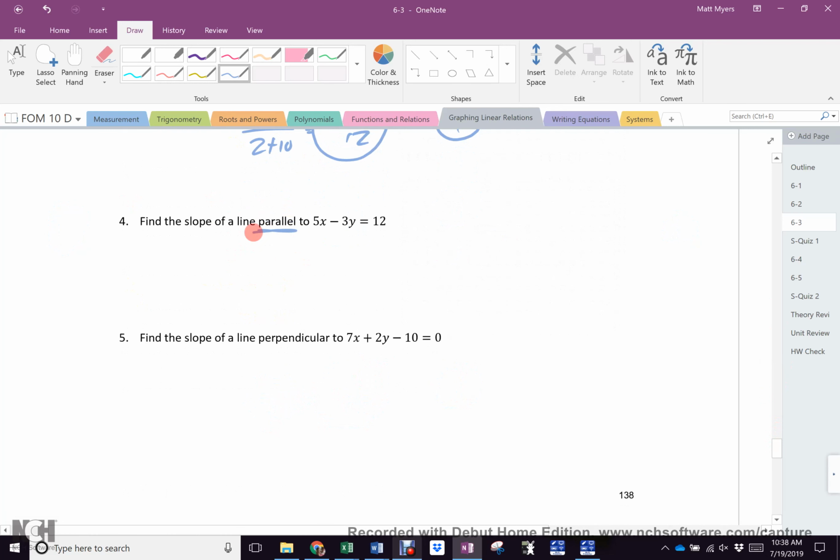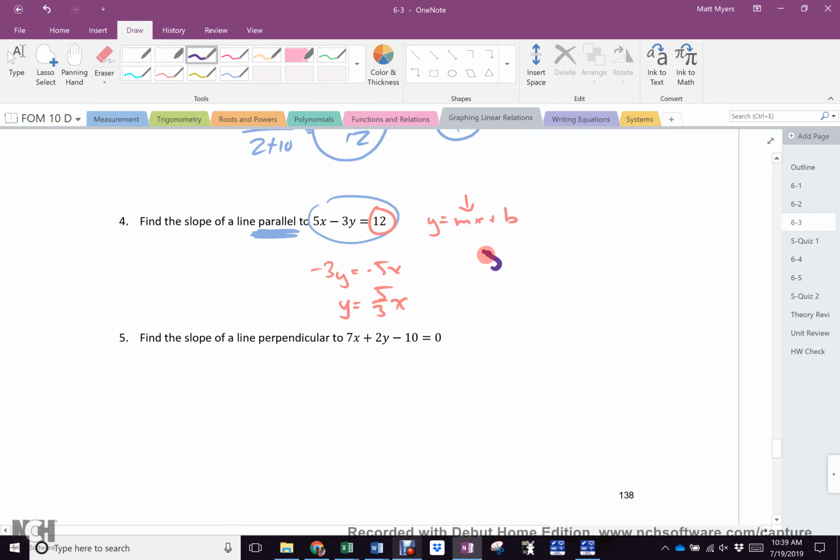Find the slope that is parallel. Okay, so how do I get this to something that will give me a slope? If I isolate y, do I get the slope? So if I isolate y here, will I get the slope? Negative 3y equals negative 5x. Y equals 5/3 x. I don't care about the 12 because I only care about the slope. If this line slope is 5/3, what is a parallel slope?